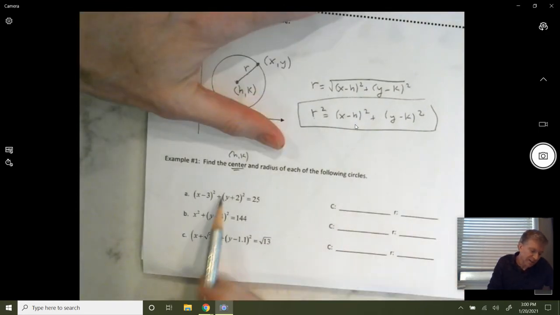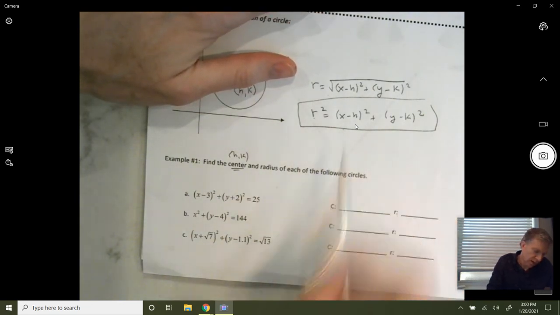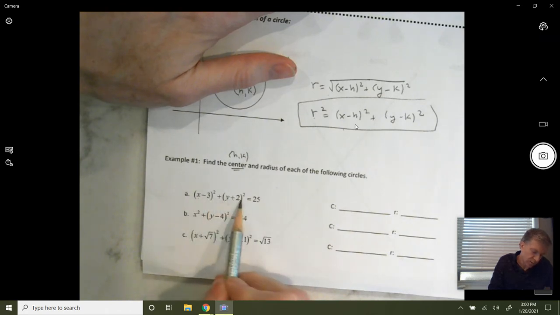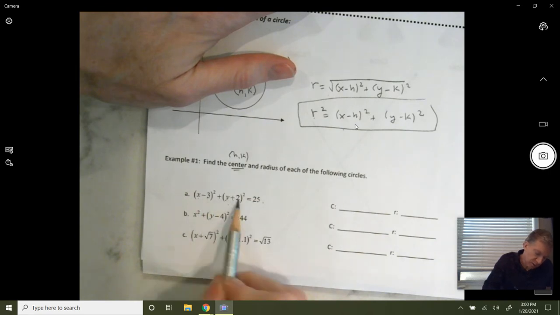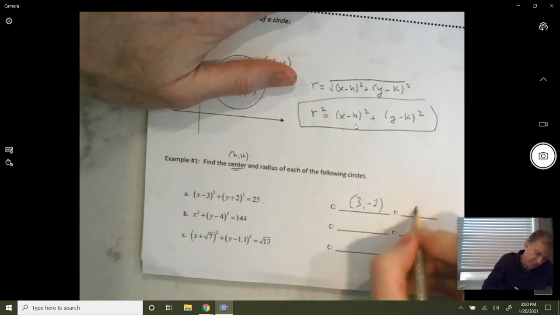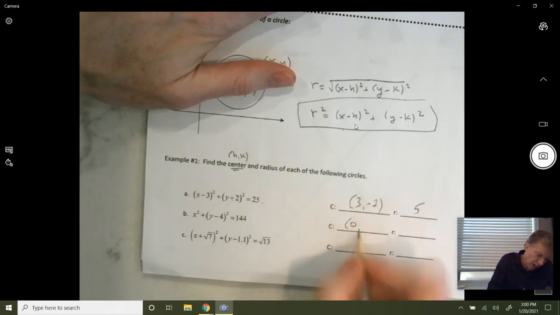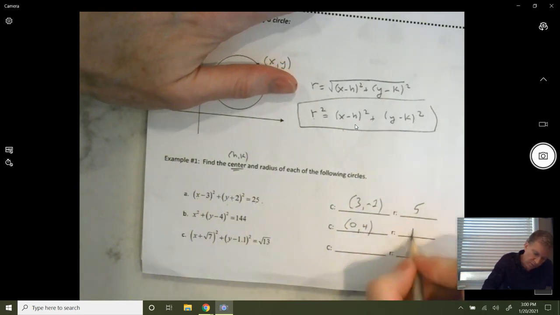Okay. So now that we know that, we can look at these. And these are already in standard form for a circle. Okay. And you can see here, x minus h squared plus y minus k squared equals your radius squared. So your hk, your center, is going to be 3, negative 2. Your radius is going to be 5. Here, this is like x minus 0 squared. So your x coordinate of your center is 0. Your y coordinate is 4. And your radius is the square root of this thing, because that's r squared. So your radius is 12.